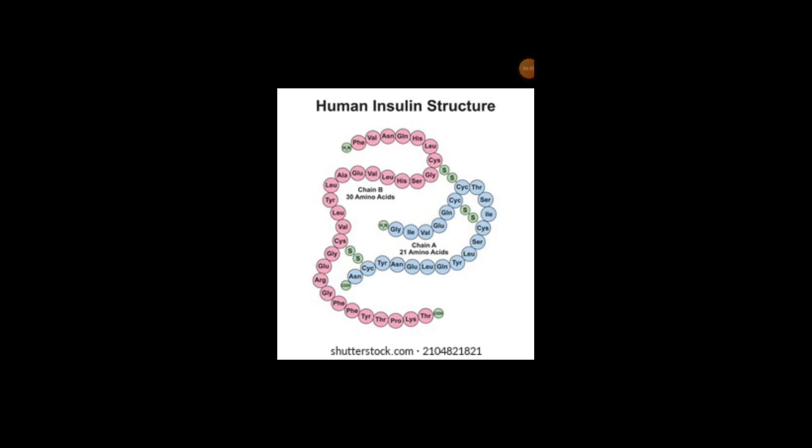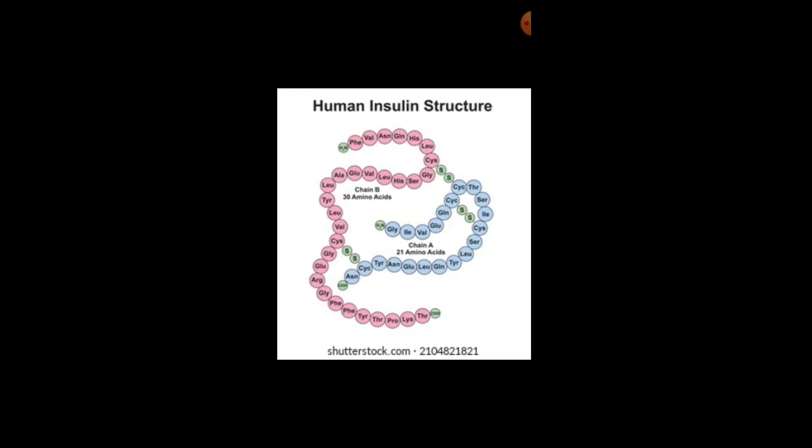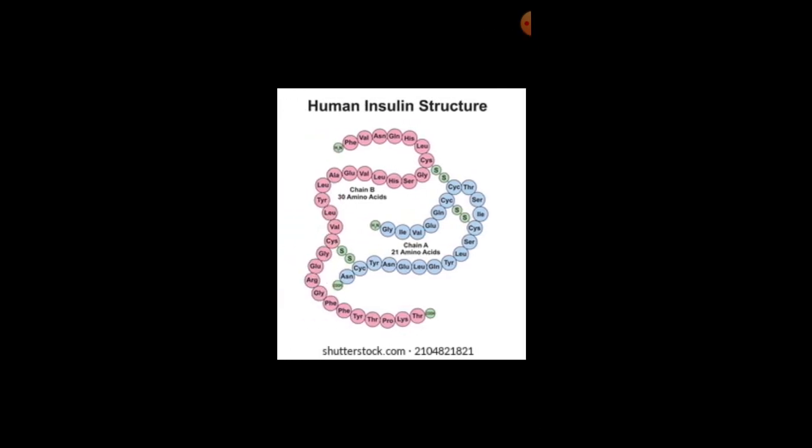Okay, now this is a schematic diagram of human insulin. As you can see, it consists of two chains, chain A and chain B. Chain A consists of 21 amino acids and chain B consists of 30 amino acids. Chain A and chain B are joined together by a disulfide bond. That is the important thing. Friedrich Sanger was the first to provide the structure of insulin.